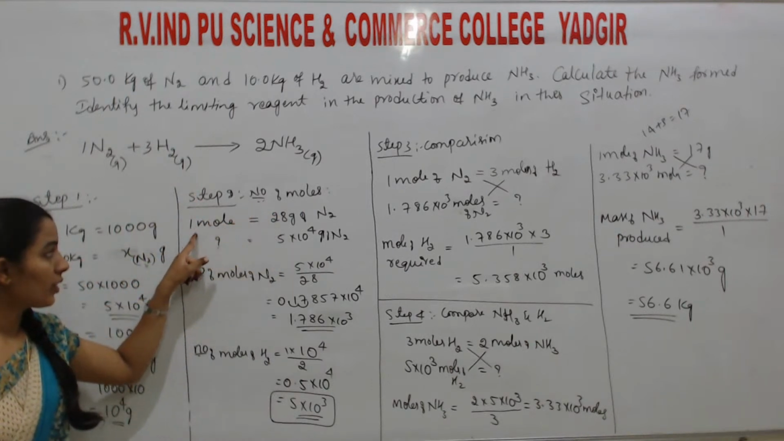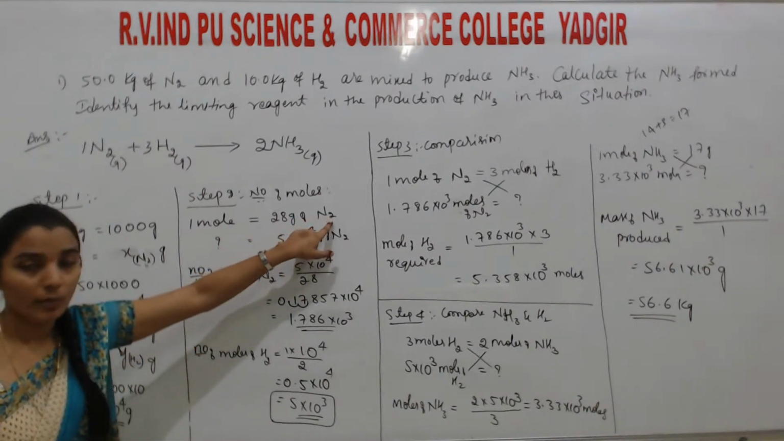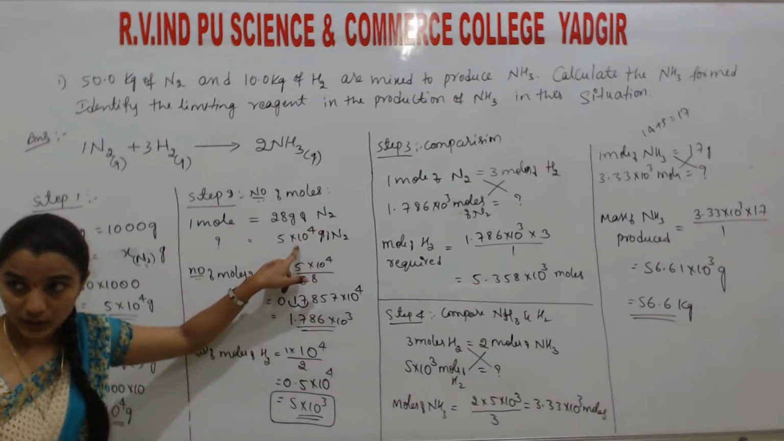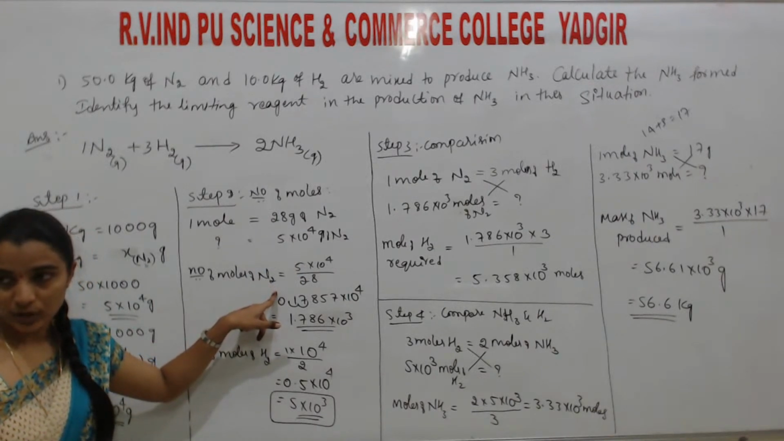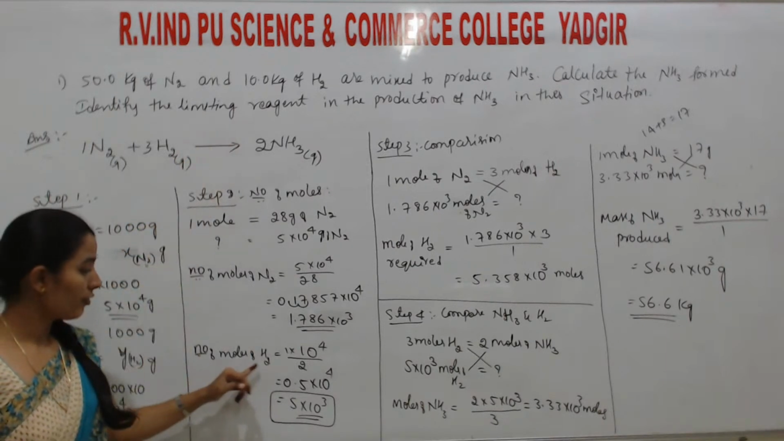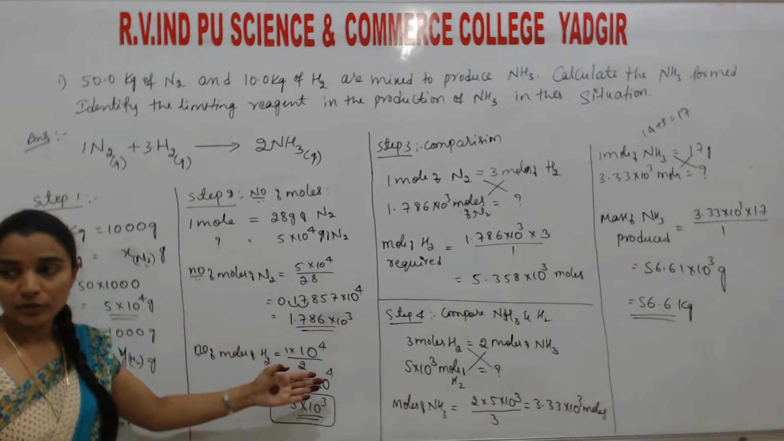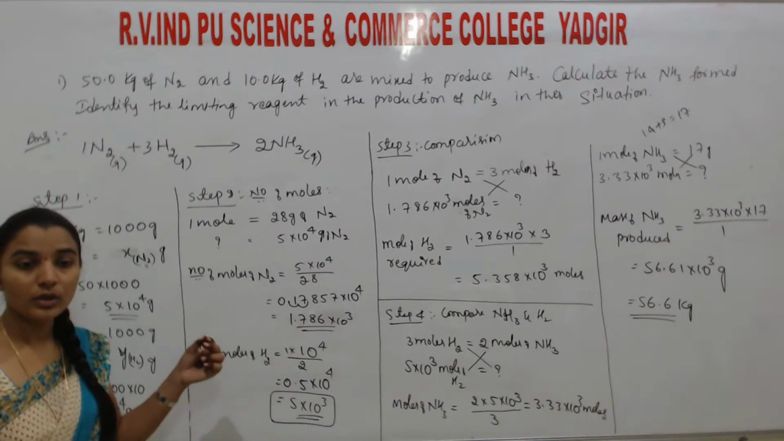Means number of moles. 1 mole of N2 means 28 gram of N2. Here they gave 2 gram, then how many moles? If they gave 1 gram, then how many moles? Understand? So like that, you have to compare.